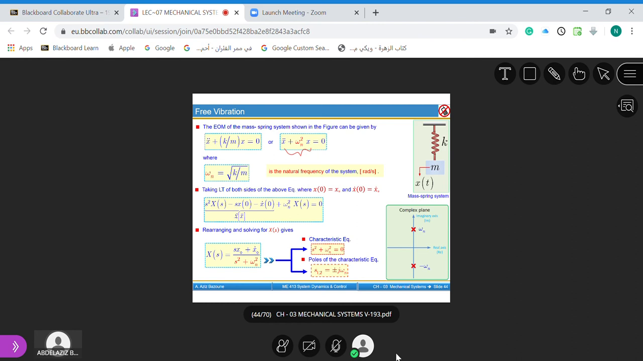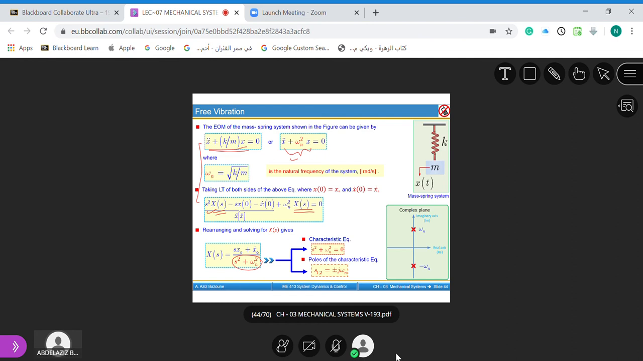Now, if we take the Laplace transform of both sides of this equation, this is the second order ordinary differential equation. If we take the Laplace transform for it, we will say s squared X of s minus s x zero minus x dot of zero plus omega n squared X is equal to zero. Now, we have X of s common, we rearrange and solve for X of s, and we will find X of s is equal to s x zero plus x dot zero over s squared plus omega n squared. Now, if we solve this equation, we will find that we have two poles, s is equal to plus or minus j omega n.